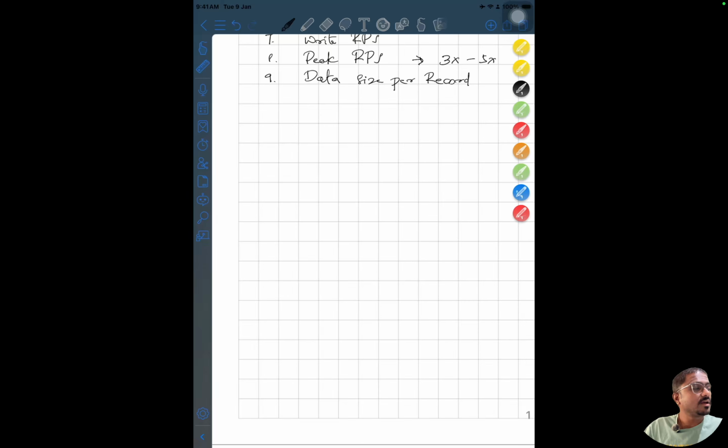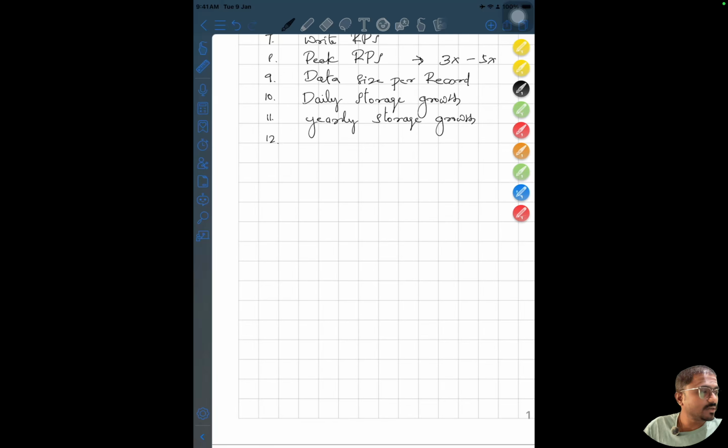Then, based on this data size per record, what we do is daily storage growth. Based on the daily, it is easy to derive the yearly storage growth, which is nothing but daily storage growth multiplied by 365. That will be the yearly storage growth. Then we will have the 12th one, which is bandwidth calculation.